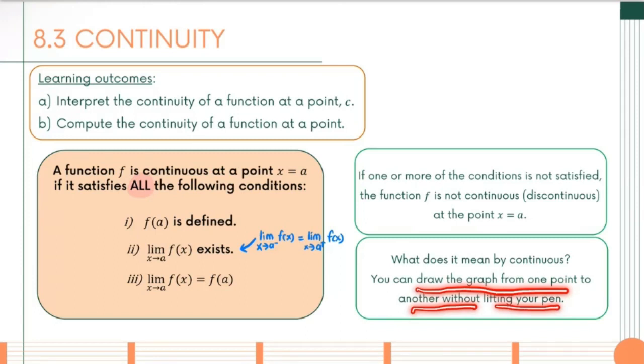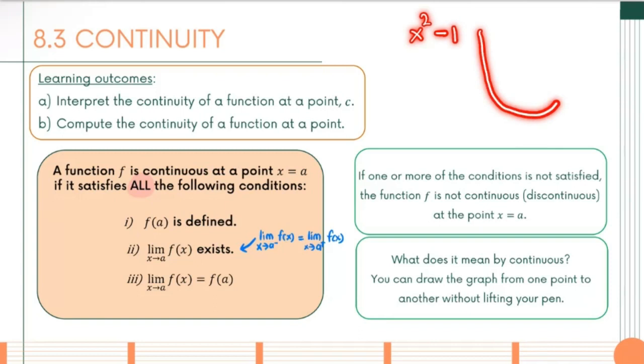Okay, for example, apakah graph yang continuous? Let's say if I want you to sketch x square minus 1, quadratic function x square minus 1. So kita lukis x square minus 1 daripada negative infinity until infinity. So kita dapat bentuk ni. So saya lukis ni tanpa angkat pen. Nampak tak? Kita boleh lukis tanpa angkat pen kan? So that means this function is continuous.